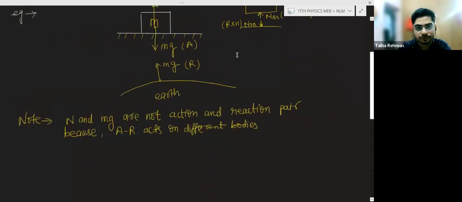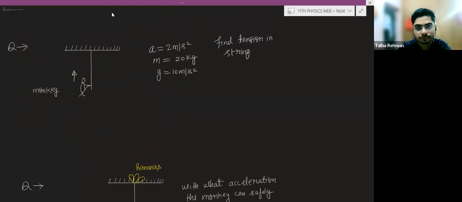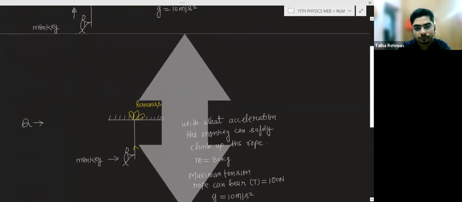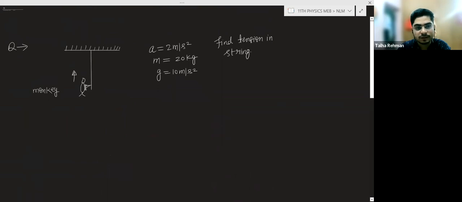Now we will solve one question. This is the question. This monkey is going in the upward direction and is climbing the rope. Acceleration of the monkey is 2 meters per second square. Mass of the monkey is 20 kg. g is 10. Find the tension in the string. So how will you find the tension in the string? This monkey will apply some force.